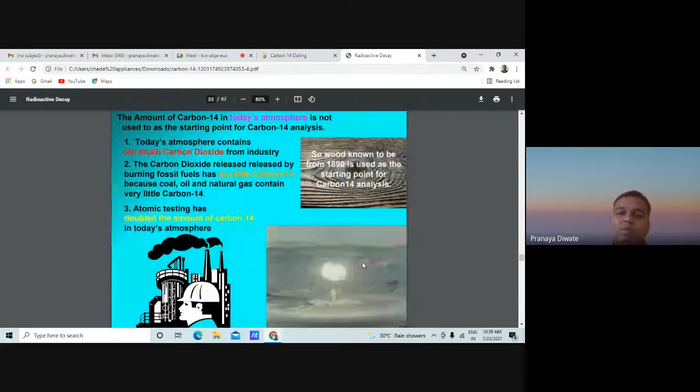The amount of carbon 14 in today's atmosphere is not used as a starting point for the carbon analysis. Today, the atmosphere is contaminated with carbon dioxide from industry.